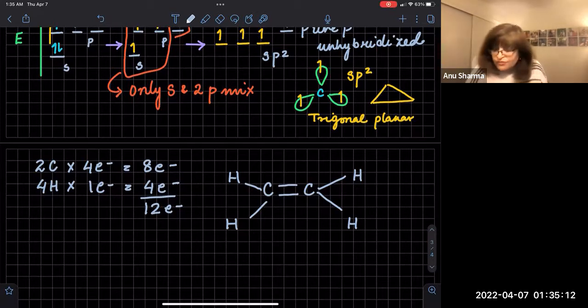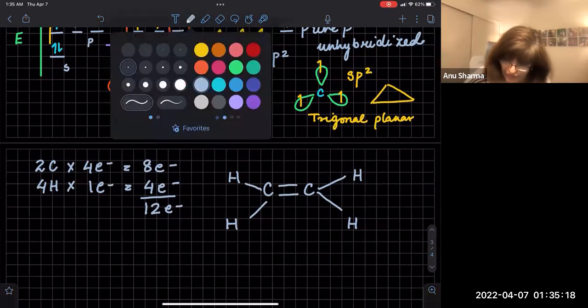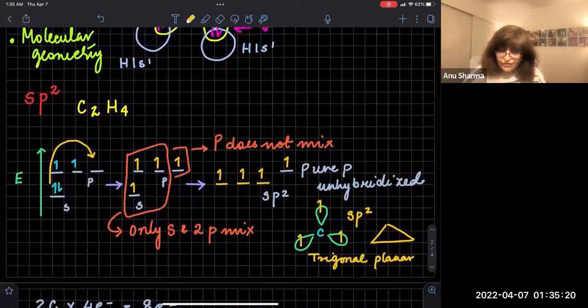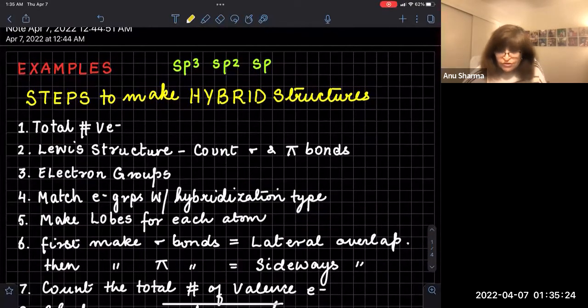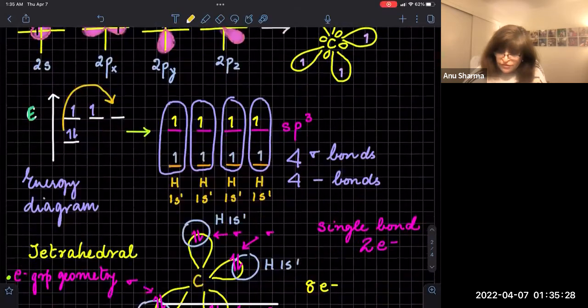Now, after sharing, all the 12 electrons have been accounted for. So that's one piece. Next, according to our rules, after you draw the Lewis structure, you are going to count the sigma and pi bonds and look at the electron groups. So let's do that first.